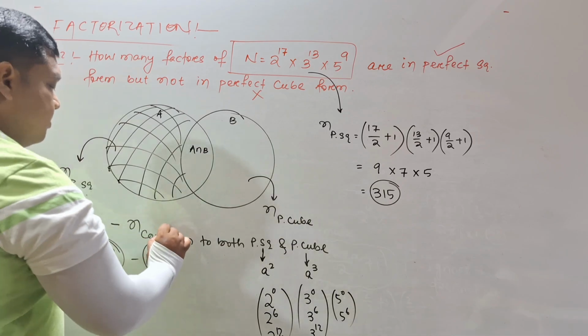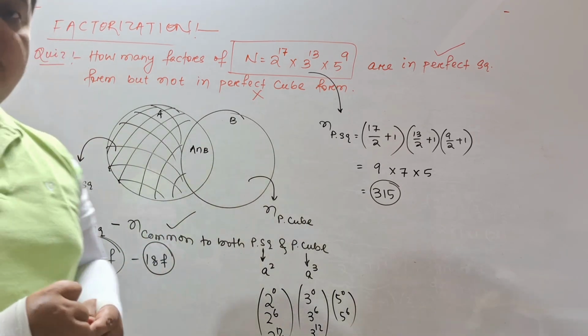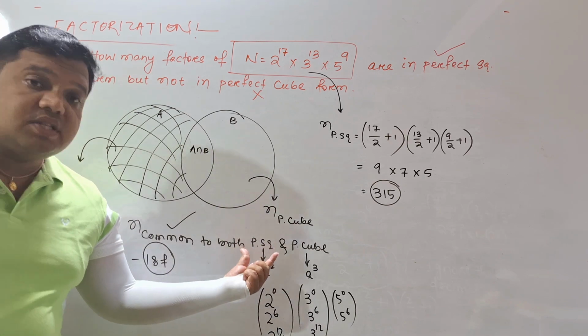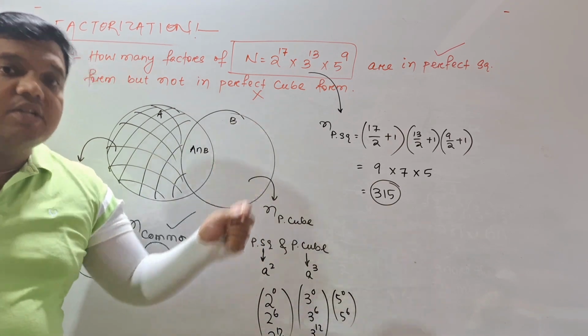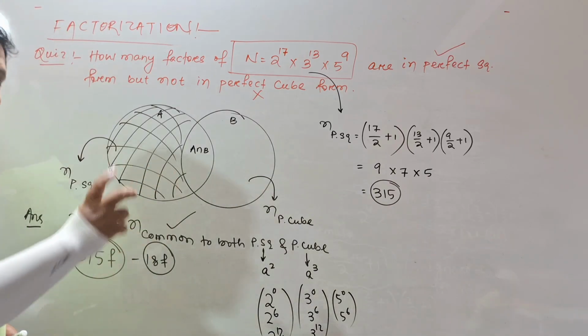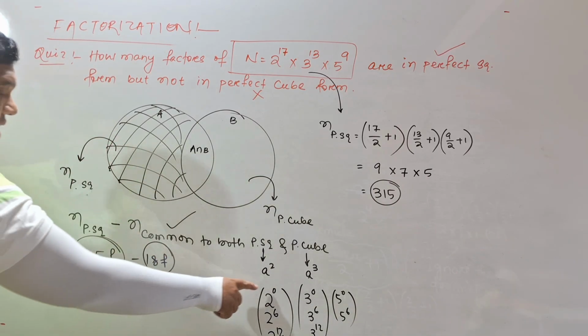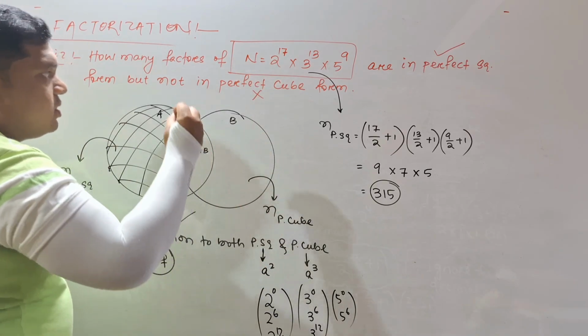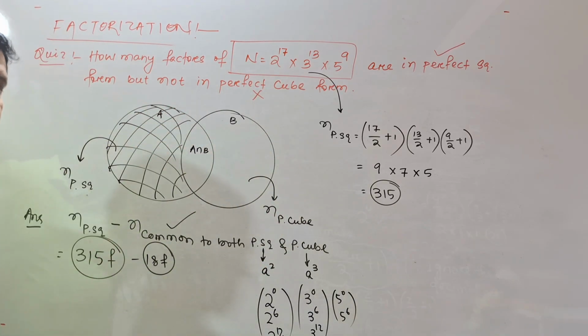And this one understood now? How to find number of factors which are common to both perfect square and perfect cube. You have to consider the power which are multiples of 6. The sixth power, then multiples of 6, 6k form. Now in the first bracket, no need to write all these values. You have to consider the power which are multiples of 6.